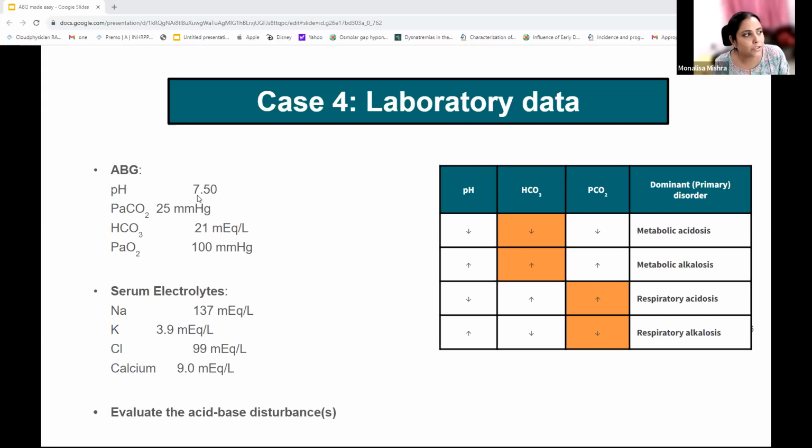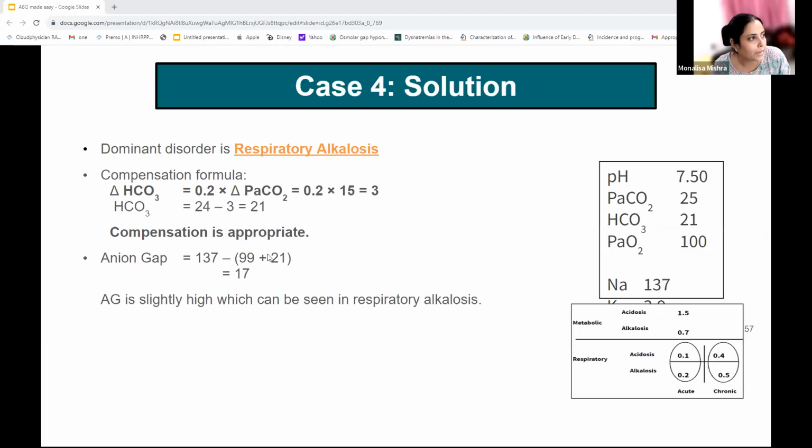As you can see, the pH is high, 7.5, right? So it is alkalosis. That is number one. Number two, you have to see if it is respiratory alkalosis or metabolic alkalosis. As you can see, the CO2 is actually low, so it is respiratory alkalosis. Then you have to see if compensation is taking place, and for that you again use the formula. So the dominant disorder here is respiratory alkalosis. Very good, I think most of you got this right.